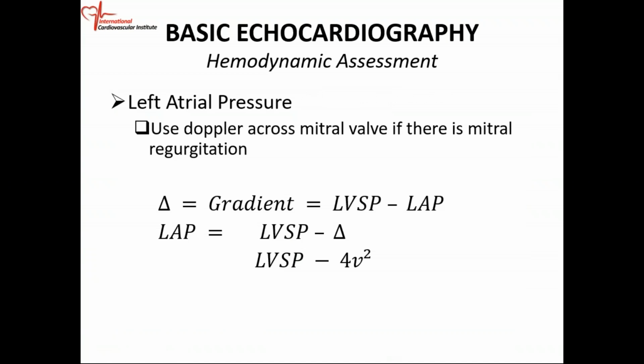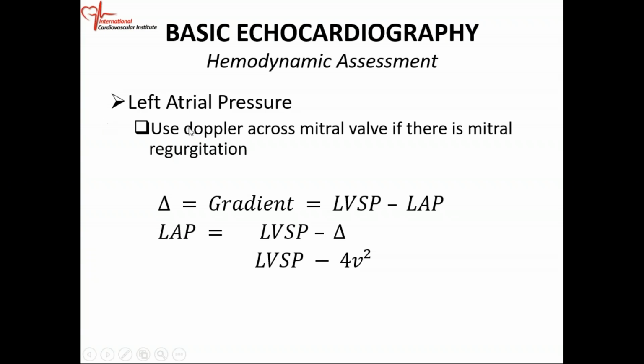So we can use the combination of the modified Bernoulli equation and understanding what's happening across the different valves and chambers to calculate pressures, because we can use the modified Bernoulli equation to get the gradient, and then we can calculate the absolute pressure in any one of the chambers if we know the other one.